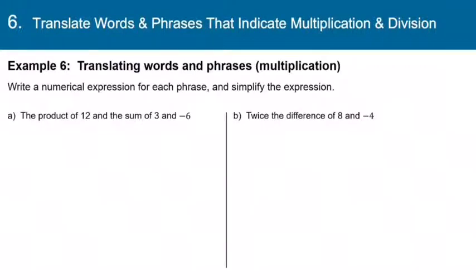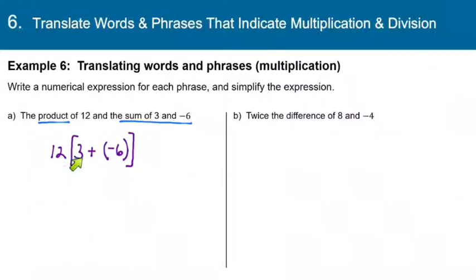Now let's practice writing these expressions. The product of 12 and the sum of 3 and negative 6. So we know that product indicates multiplication, so we're going to be multiplying 12 times this sum. So let's write the sum down first. The sum of 3 and negative 6. So we'll write 3 plus negative 6. Now we want to multiply 12 times all of this. So let's put it in brackets and put the times 12 in front to indicate multiplication.